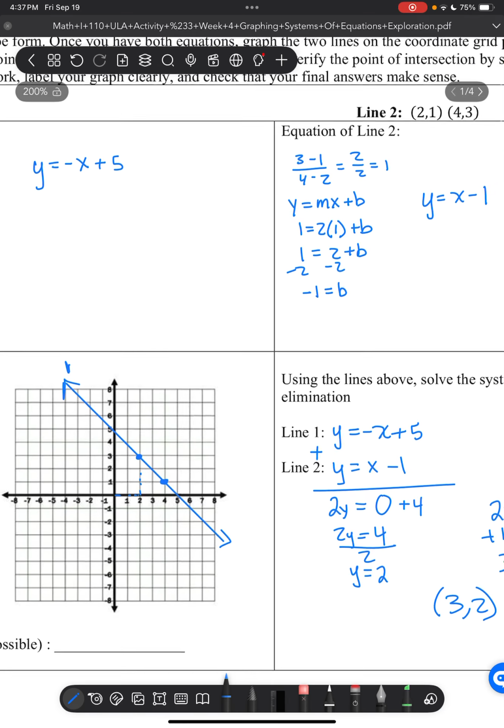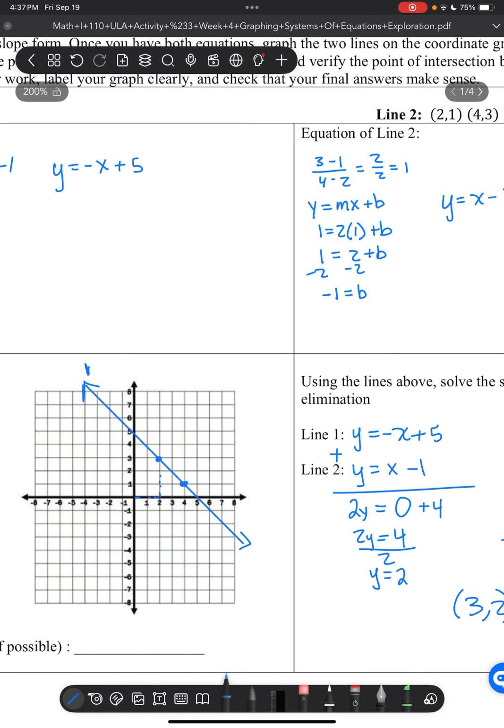Line 2, the 2 points are (2, 1). So (2, 1), and (4, 3). We have a positive slope going up, so we're going to kind of connect and extend for line 2. So we have this point right here. What is that point? (3, 2).